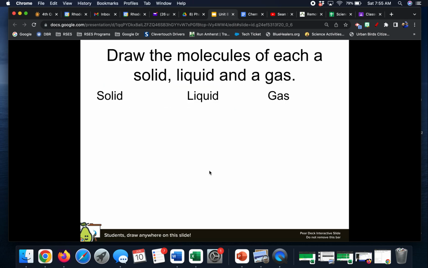Draw the particles, the molecules of each of a solid, liquid, and a gas. If you can't remember, go back a few slides and look at those pictures, and hopefully, after you press pause, your solid picture is just going to look like a whole bunch of dots as close as you can make them to each other. Liquids will be a little spread out, but a little bit of space, and gas just very spread out, something like that.